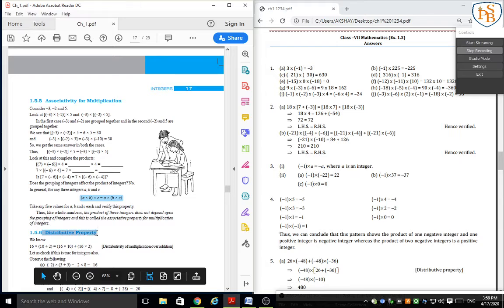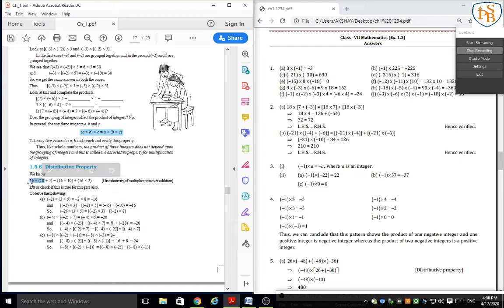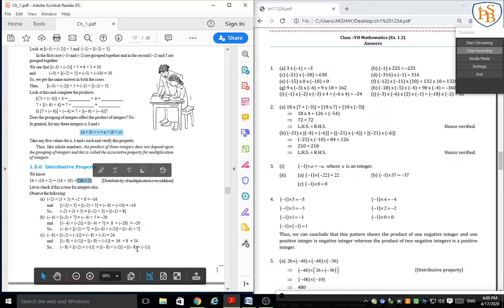What about the distributive property? Look at here carefully. 16 into (10 plus 2). In the bracket there is 10 plus 2, and outside the bracket there is a multiplication of 16. That means this 16 is multiplied by 10, plus again this 16 is multiplied by 2. Look at here, 16 multiplied by 10 plus 16 multiplied by 2.